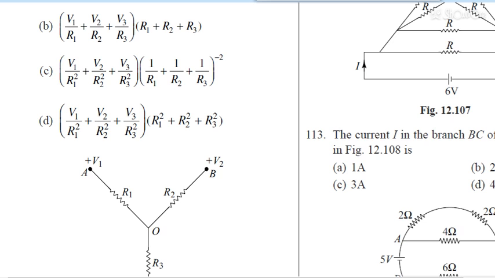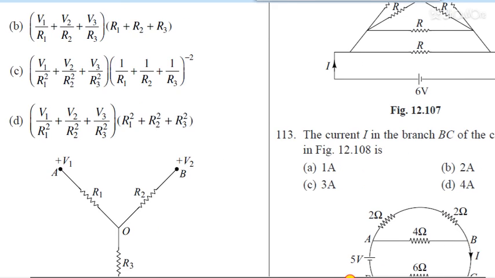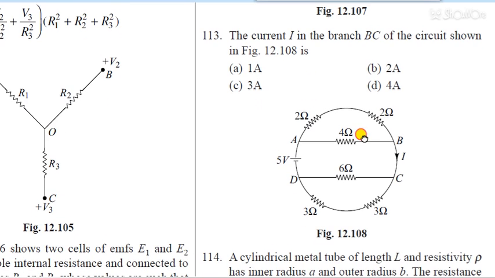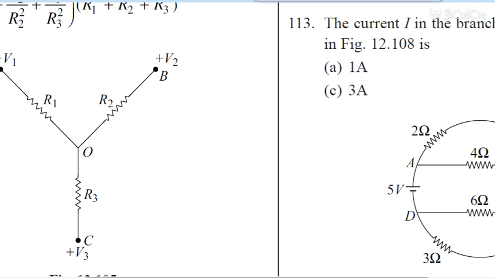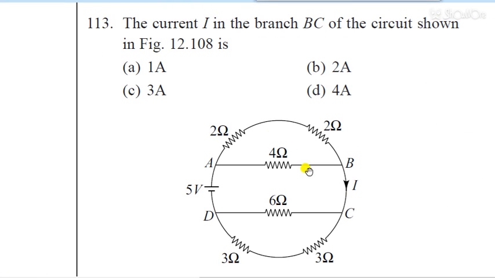Let me zoom in on this question. So students, we are at question number 113. Let me zoom in more. I will try to solve this question, and a few more questions we will see in this video. He said to find the current I in the branch BC of the circuit as shown in the figure. So students, I have to find the current that is flowing in BC.